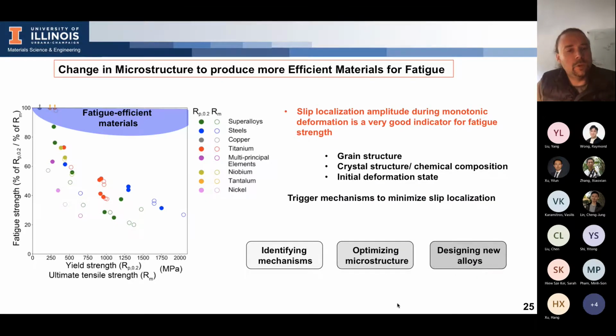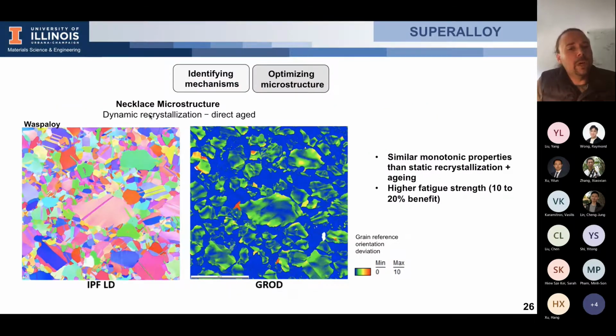And that's what I'm trying to do right now: can we use that to produce, for instance, materials that are efficient in fatigue? So you want a high yield strength material, of course, but you also want materials that display a fatigue strength close to their yield strength. And this kind of tool can be used for this purpose, and I want to demonstrate this. First, you can use that to understand why certain materials have better fatigue strength than others, of course.